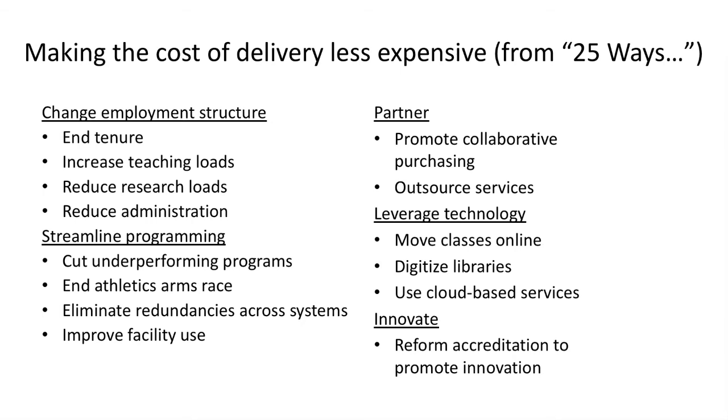And here we're talking about, from the 25 Ways article, actual ways to reduce the cost of delivering education. They come in various categories, and one of the things that they talk about in the 25 Ways paper is to change employment structures in colleges and universities. They spend a lot of pages talking about how to end tenure. They argue in that paper that tenure is expensive for colleges and universities, and if we can end the tenure system in North American higher education, we will necessarily reduce the overall cost of delivering education.